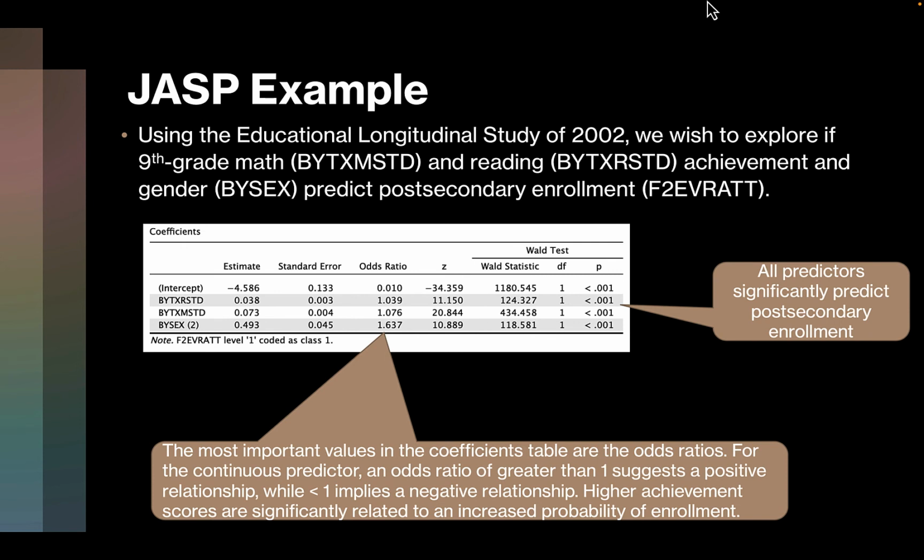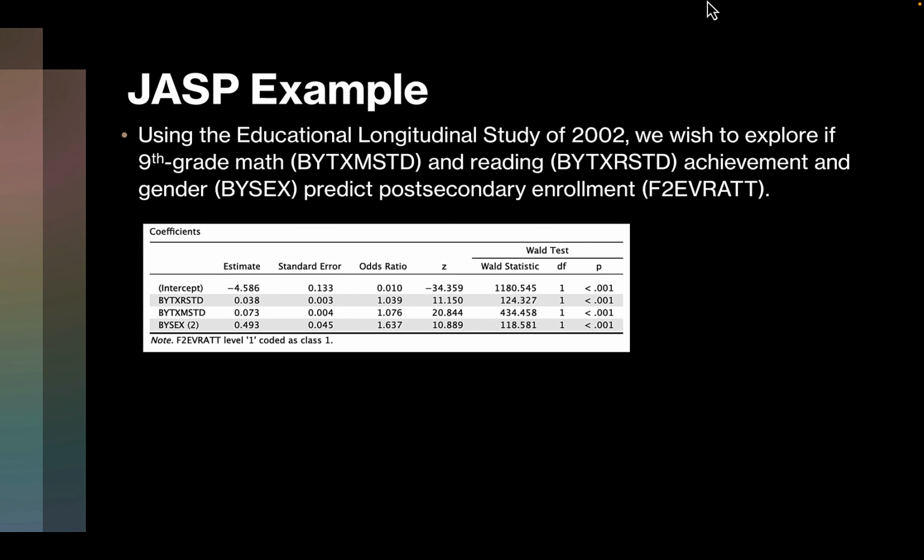For the continuous predictors, all right, so this would be our math and reading achievement, an odds ratio of greater than 1 suggests a positive relationship, while less than 1 implies a negative relationship. So here with reading, we see 1.039, and with math, we see 1.076. And so higher achievement scores are significantly related to an increased probability of post-secondary enrollment.